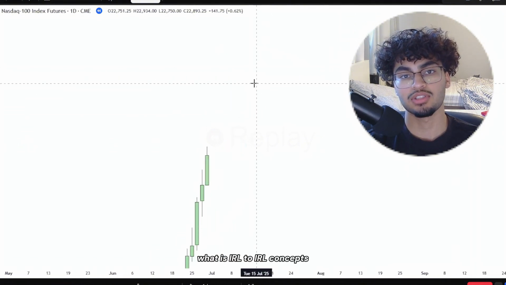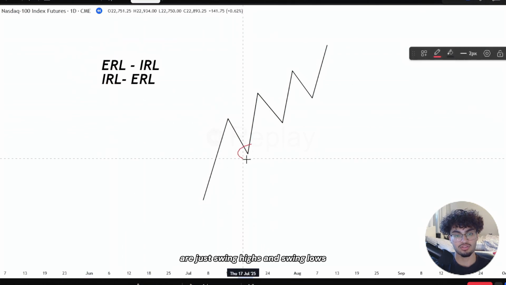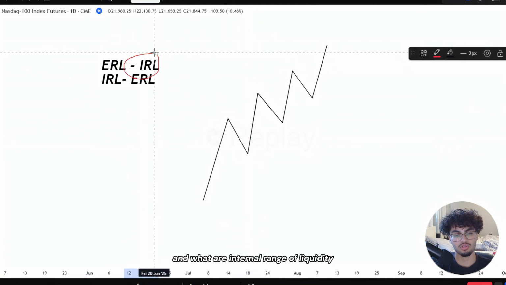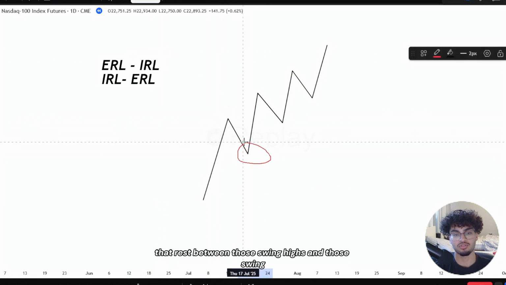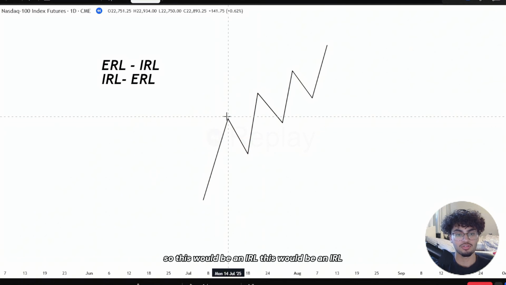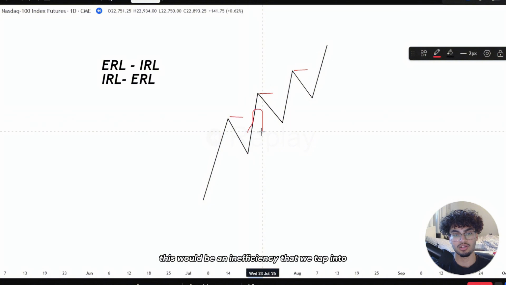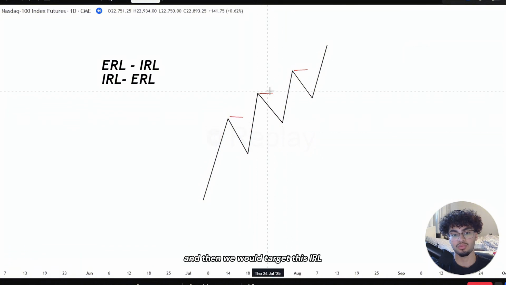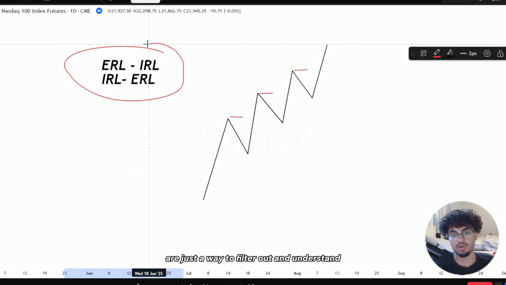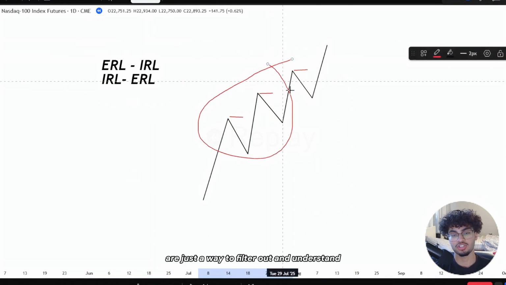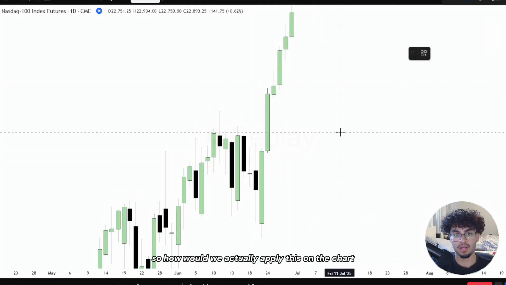What is ERL to IRL concepts? All external range of liquidities are just swing highs and swing lows. And what are internal ranges of liquidity? Just pretty much fair value gaps that rest between those swing highs and those swing lows. So this would be an ERL, this would be an ERL, this would be an ERL, this would be an inefficiency that we tap into, and then we would target this ERL. So the ERL to IRL concepts are just a way to filter out and understand where the market is going in a staircase pattern. So how would we actually apply this on the chart?